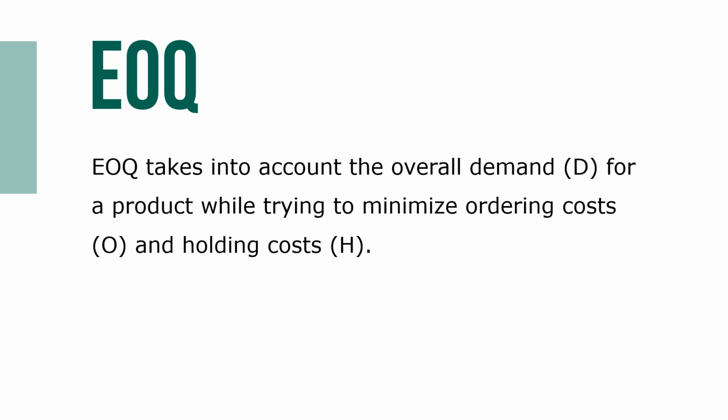Economic order quantity, or EOQ, is a system of formulas that helps determine how much and how often inventory should be ordered. EOQ takes into account the overall demand, D, for a product, while trying to minimize ordering costs, O, and holding costs, H.